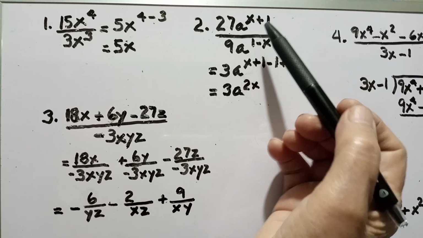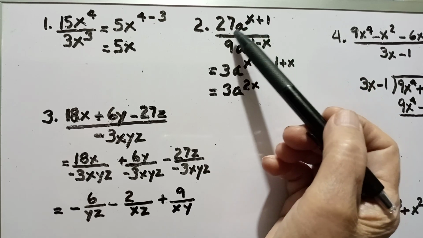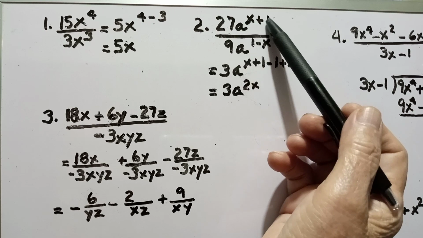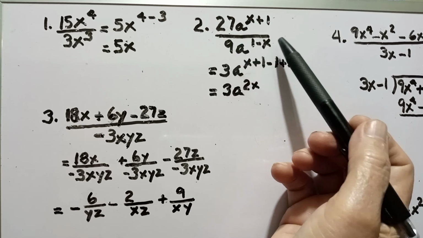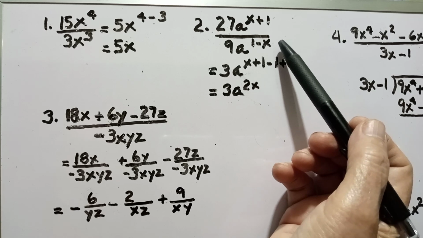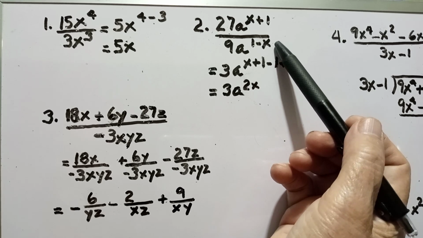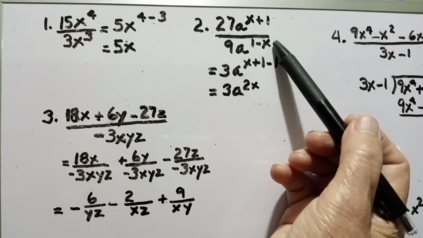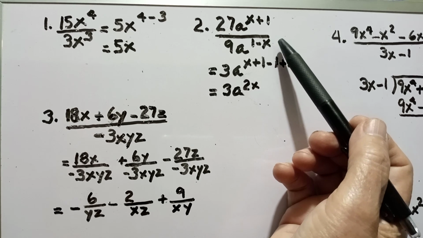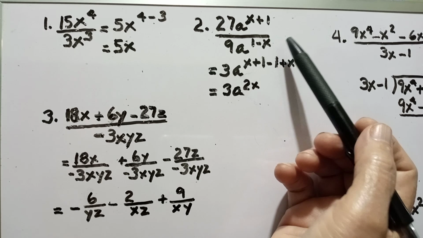Now let's go to the second example. 27a to the x plus 1 divided by 9a to the 1 minus x. Now looking at the expression, you may think that this one is difficult because the exponents are composed of two terms. No, it's not difficult. It is just a simple addition. So let's divide.